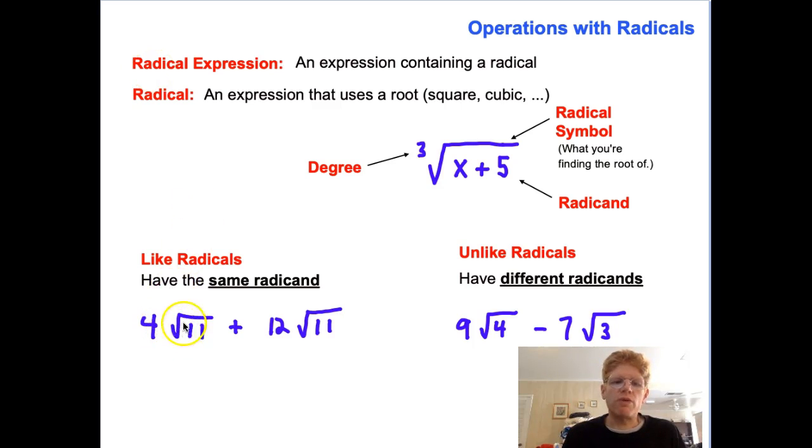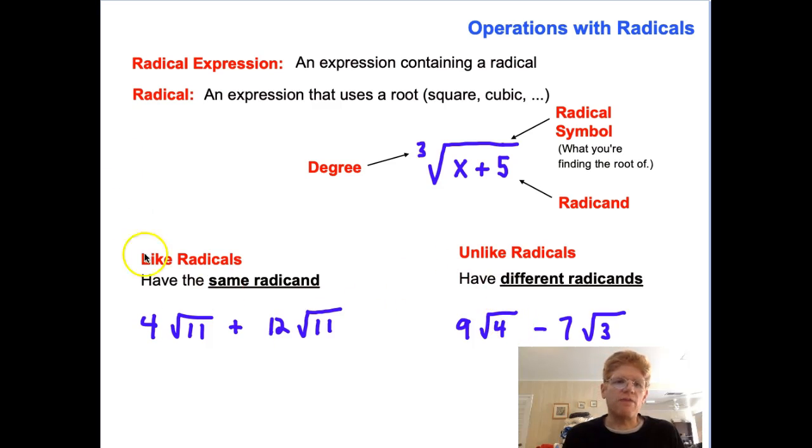So 4 square root of 11 plus 12 square root of 11, both of these terms have 11 as the radicand here. Square root of 11 is attached to both of them. Unlike radicals are, for example, this situation where you have 9 square root of 4 minus 7 square root of 3. They have different radicands. They are unlike. They cannot be combined.